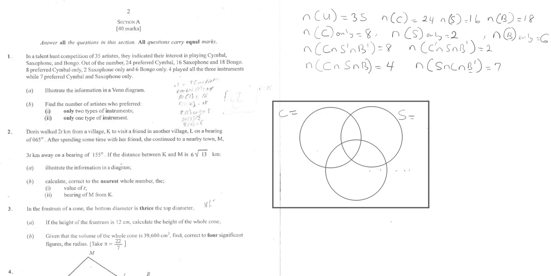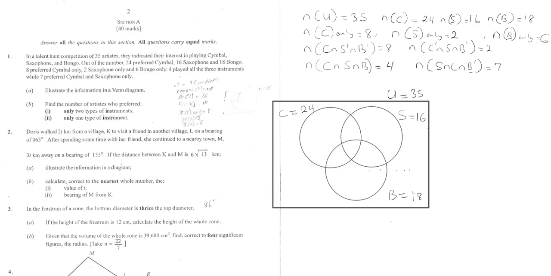So this one is bongo, and now the universal set outside here is 35. Simba here is 8. Simba here is 24. Total number of Simba is 24. Everything in this arc should be 24. And then the last one, the saxophone, should be 16 according to what we have written out, and the last one should be what? 18. That is the bongo.